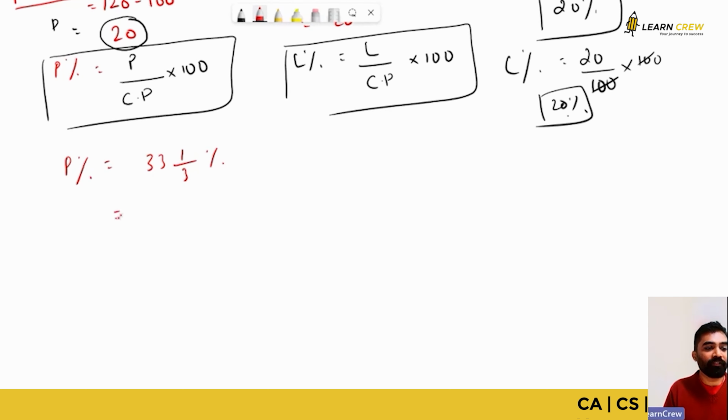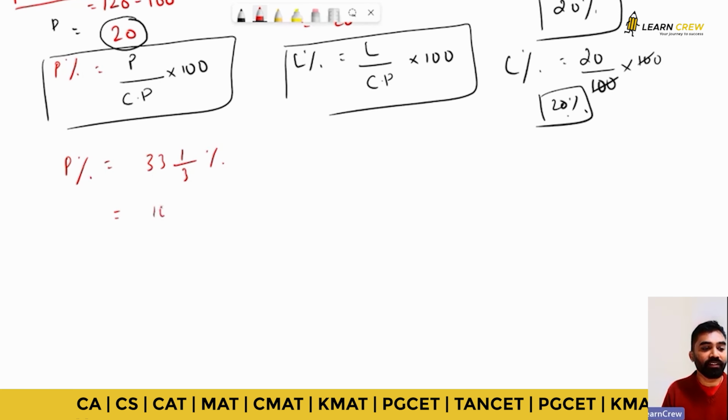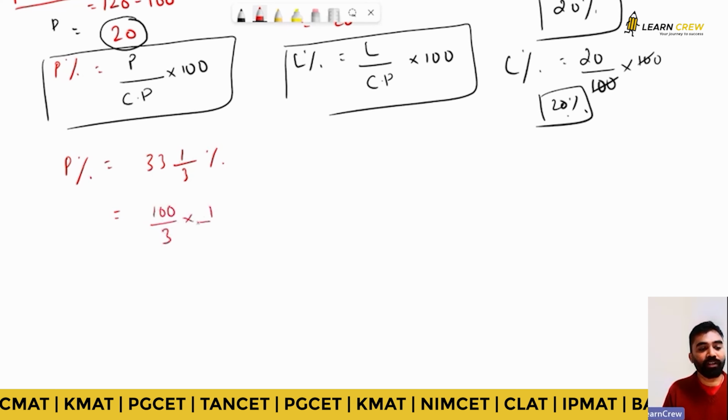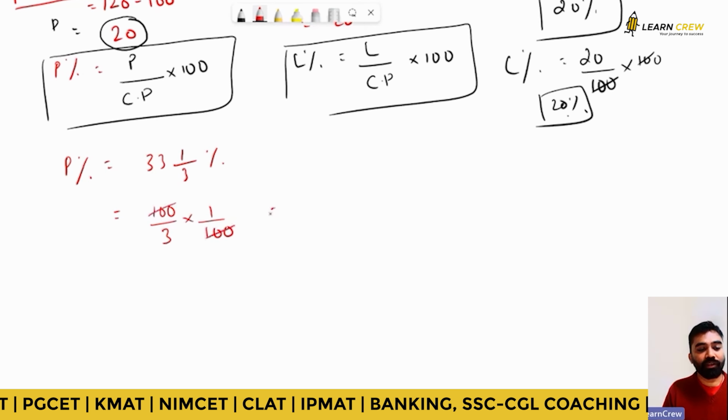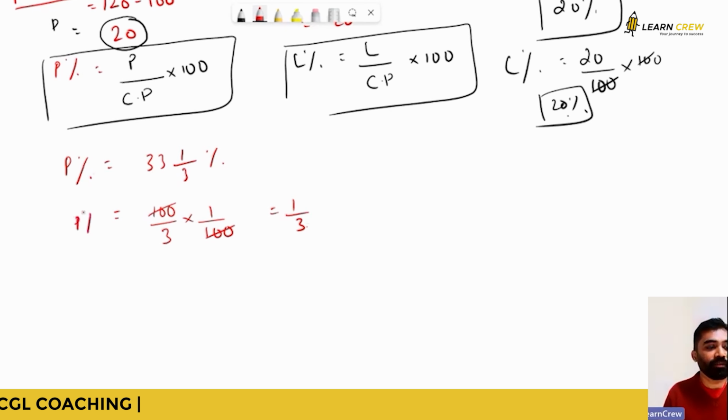Now, how do I convert it into fractions? 33 into 3 is 99, 99 plus 1 is 100, so 1 divided by 100 divided by 3. This is going to become 1 by 3. 1 by 3 is the fractional value of the profit percentage. Now you said that the profit percentage is nothing but profit divided by CP.